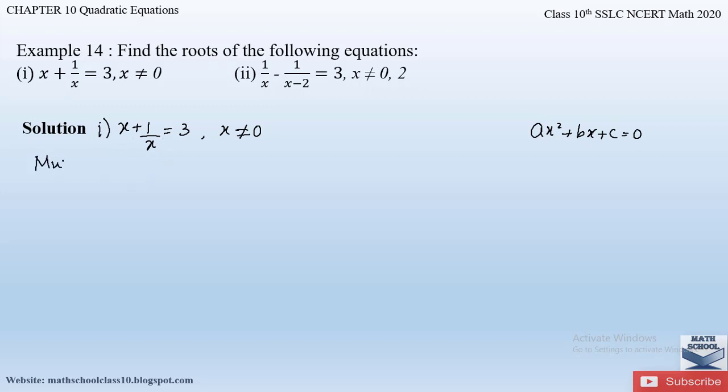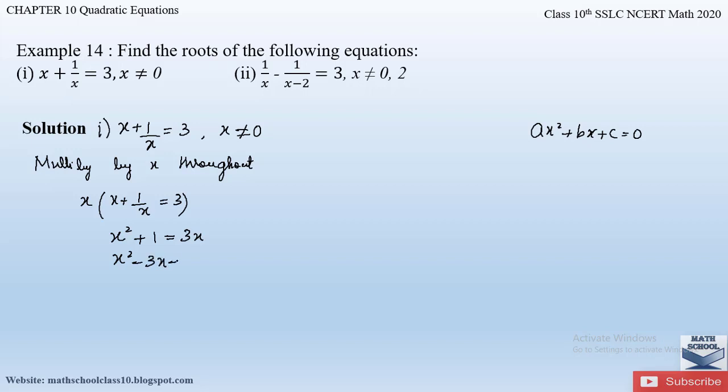So multiplying by x throughout, we get x into x plus 1 by x is equal to 3. If we multiply by x, x into x gives x square, plus x times 1 by x, where x divided by x gets cancelled, and we are left with 1, is equal to 3 into x, which is 3x. Now transferring this 3x to the left hand side, we get x square minus 3x plus 1 is equal to 0. Now we have obtained the quadratic equation.